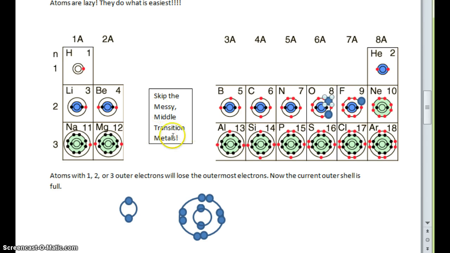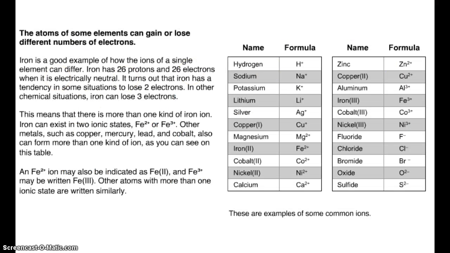All right, but in the middle, it gets really messy. So let's look at iron. Iron is a good example of how ions of a single element can differ. Iron has 26 protons and 26 electrons when it is electrically neutral. It turns out that iron has a tendency in some situations to lose 2 electrons. But in other chemical situations, iron can lose 3 electrons. So the number of electrons one element can lose is different for the middle messy transition metals.